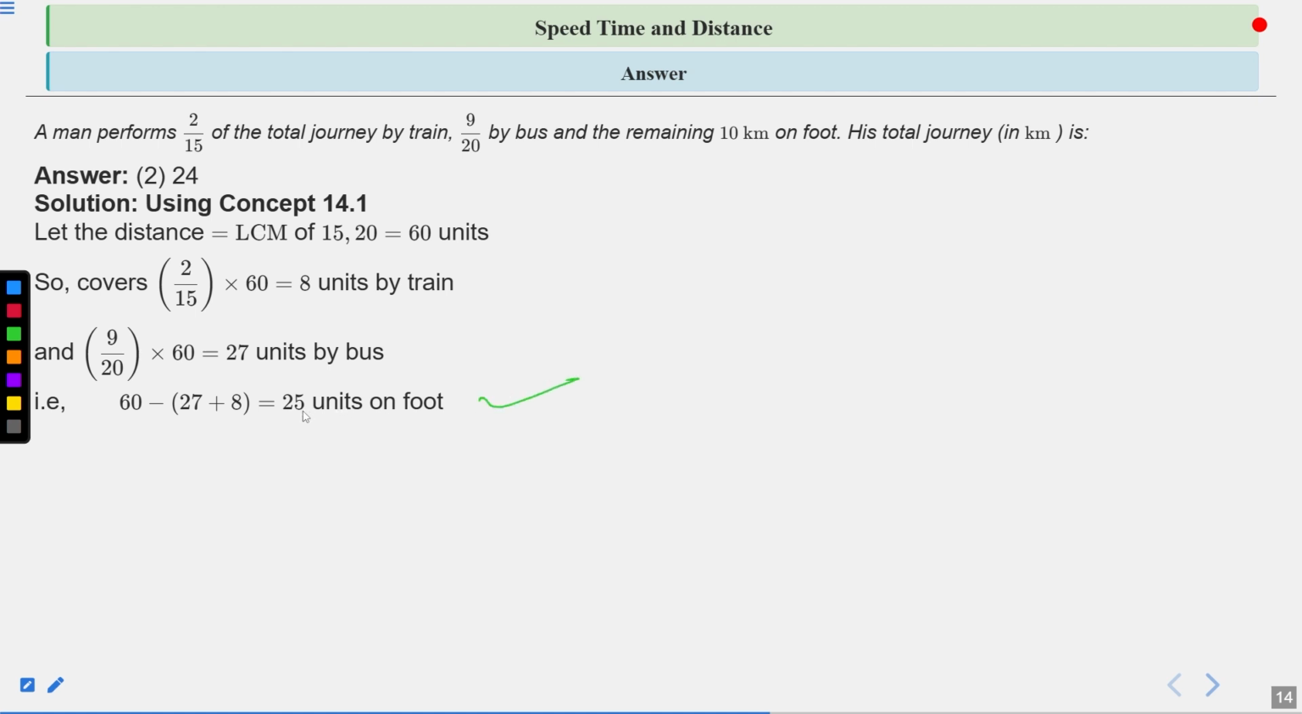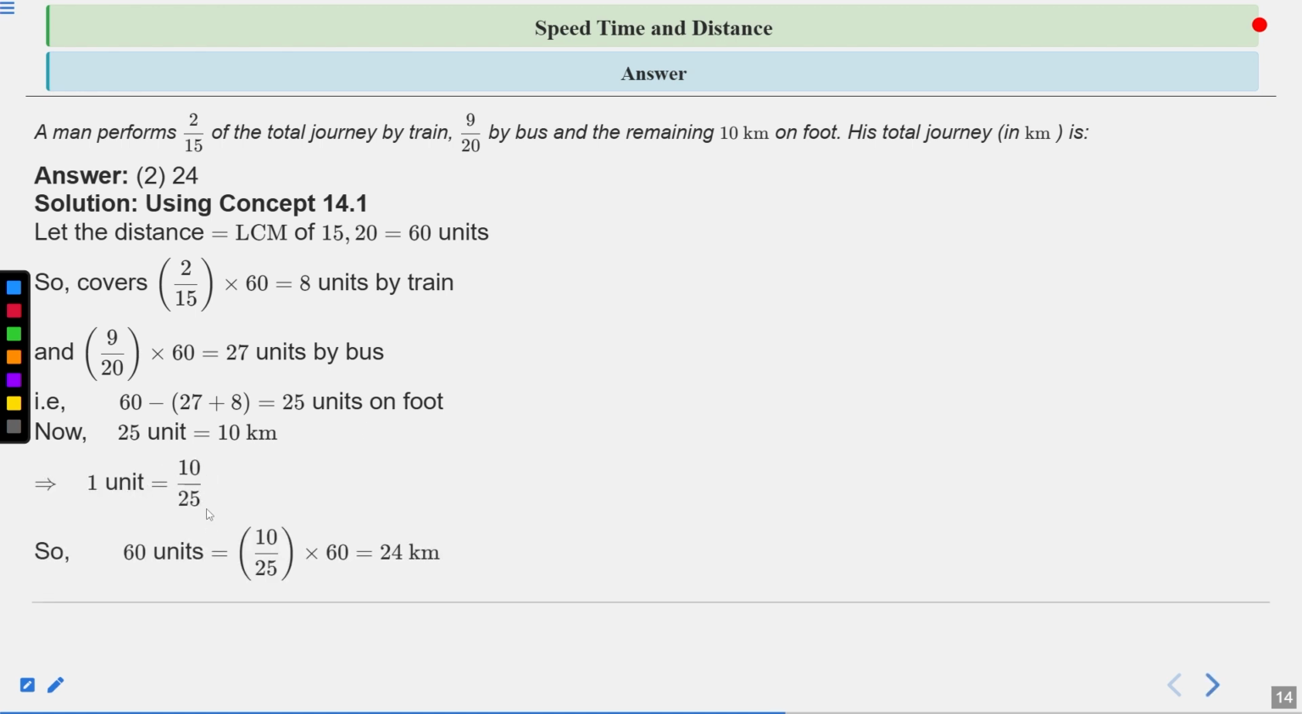But it is given that this 25 units is equal to 10 kilometers. So we can calculate the 60 units. Now 25 units equals 10 kilometers. So what will be the value of 1 unit, which is 10 upon 25? So we can also calculate the 60 units. 10 upon 25 into 60, we get 24 kilometers. So the second option is the correct answer of this question. Next one.